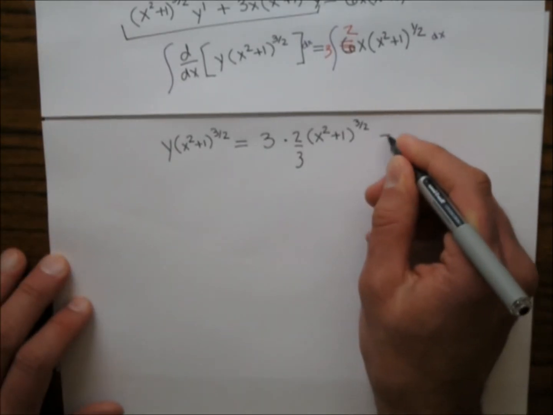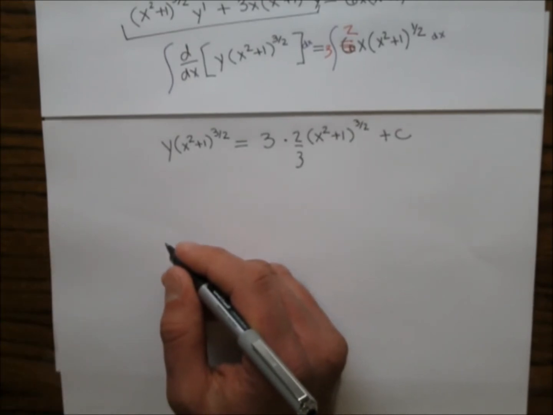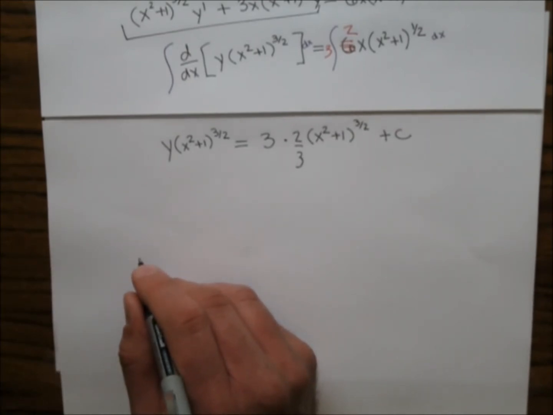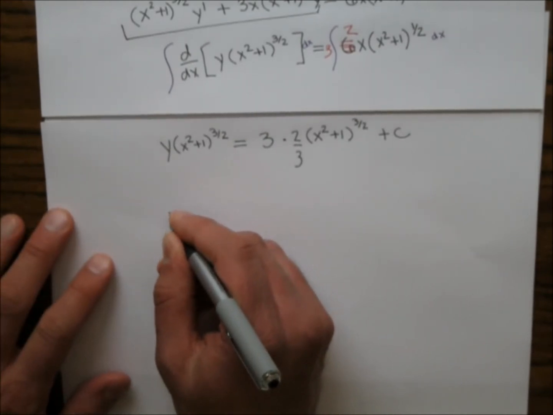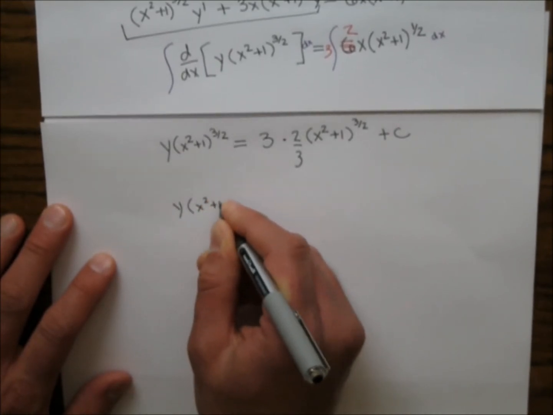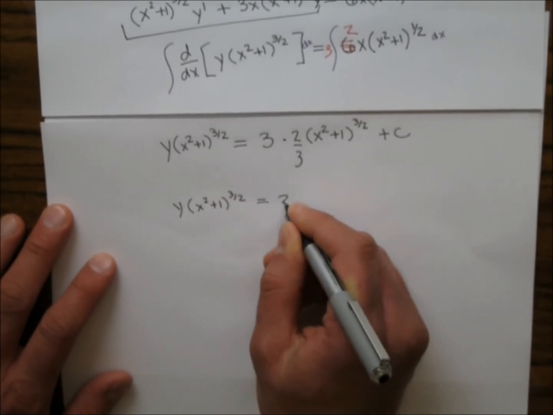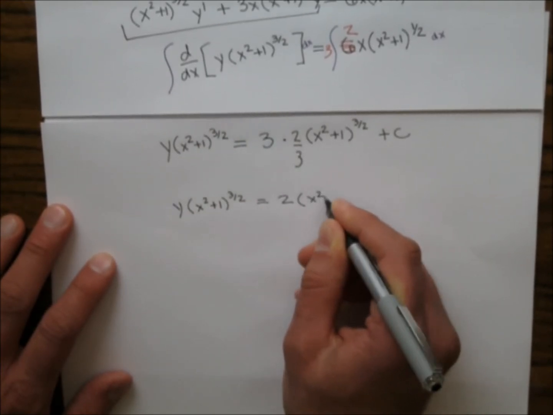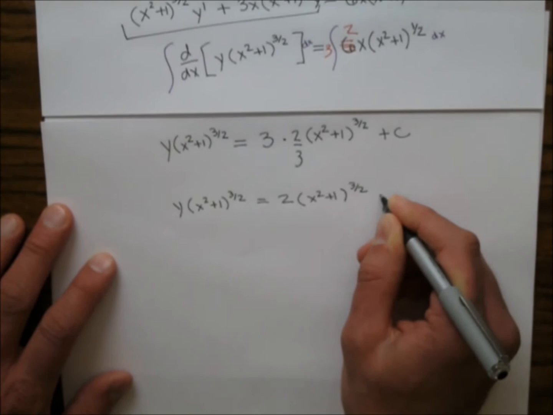And we have to put our plus c. So what we have is the following. We have y times (x squared plus 1) to the 3/2 power equals 2 times (x squared plus 1) to the 3/2 power plus c.